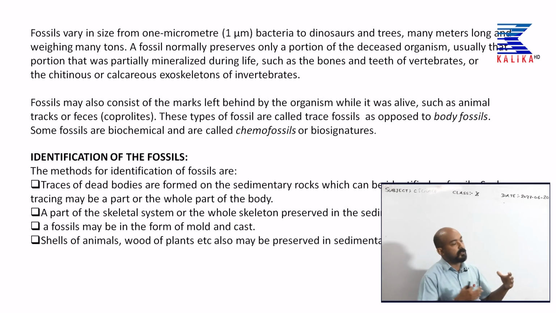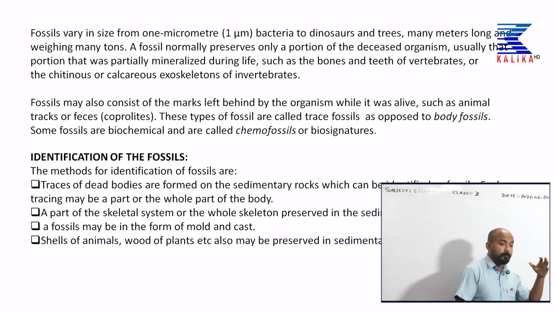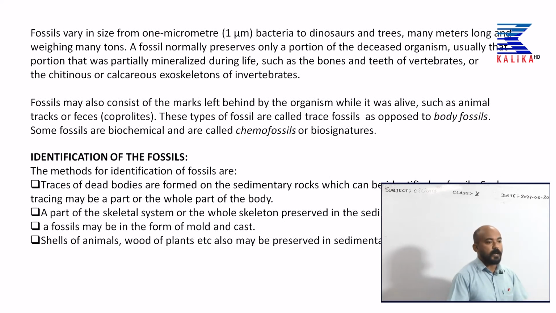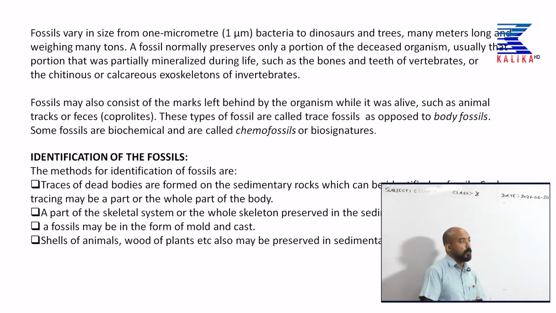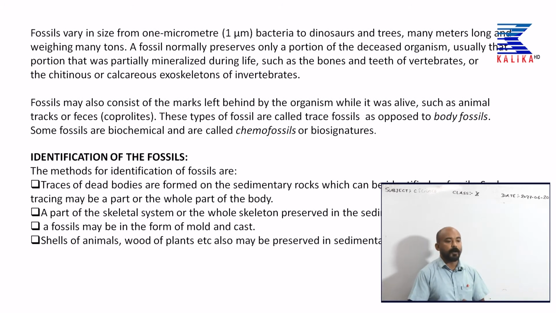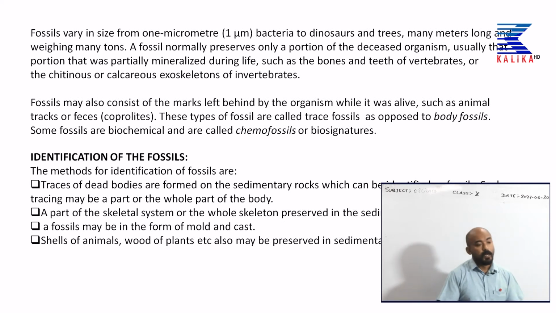All the things obtained from ancient times are not said to be fossils. To be a fossil, it must follow certain rules. The methods of identification of fossils are: traces of dead bodies formed on the sedimentary rock can be identified as fossils. Such tracing may be a small part of the body or the whole body, either of which may form a fossil.